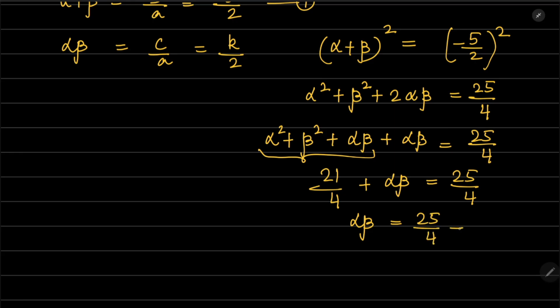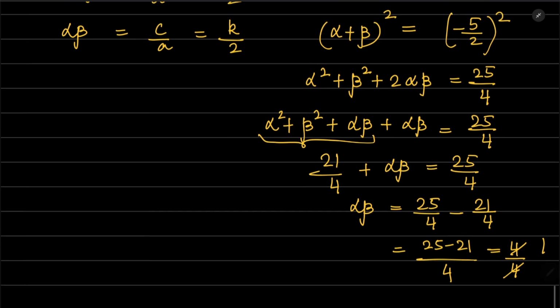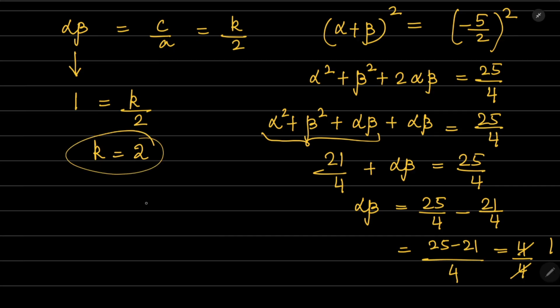25 by 4 minus 21 by 4, so the LCM is 4. In the numerator you have 25 minus 21, which is 4 by 4, which is 1. So what is the alpha beta value? It is 1, right? Now if you put it here, 1 is equal to K by 2. When you cross multiply, K is equal to 2, and that's your final answer.